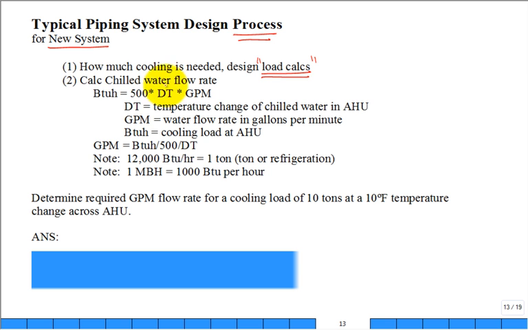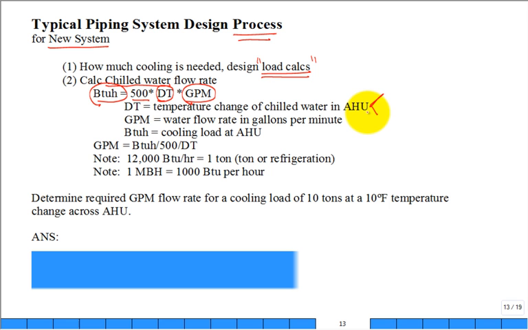Okay. Then you say, well, I've got to provide chilled water to that air handler to handle that load. So the easy equation that a lot of people use is 500 times the delta T of the water times the GPM of the water, that gives me so many BTUs per hour of cooling. So what's delta T? The temperature change of the chilled water in the air handler unit. It could be a few degrees, it could be a lot of degrees. It's matching what's going on in the chiller.